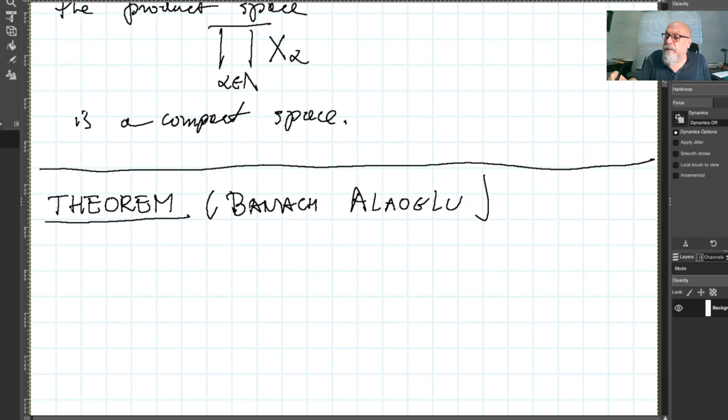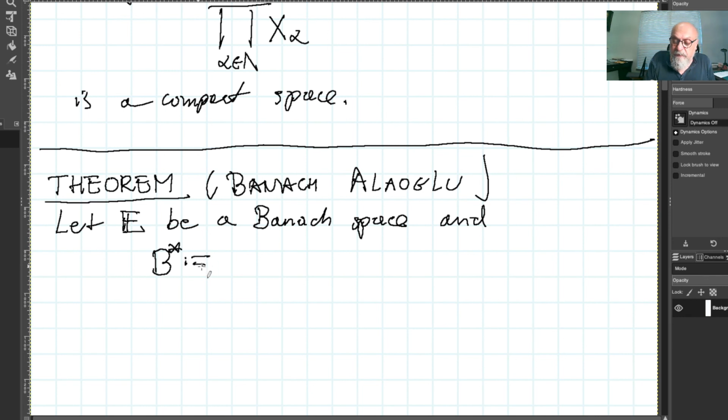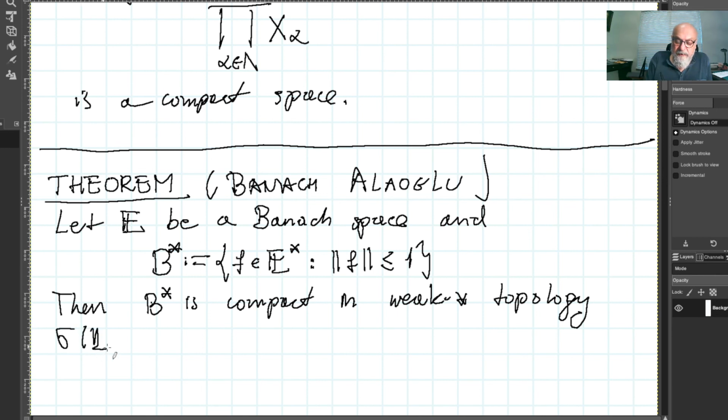And let me formulate it correctly. So let E be a Banach space. And denote by, I will just put here a little star, B star, because it is in the dual. So this is the closed unit ball in the dual space. So this is the space of all f in E star such that the norm of f is smaller or equal than 1. Then B star is compact in the weak star topology, and this would be sigma(E star, E). Very good.